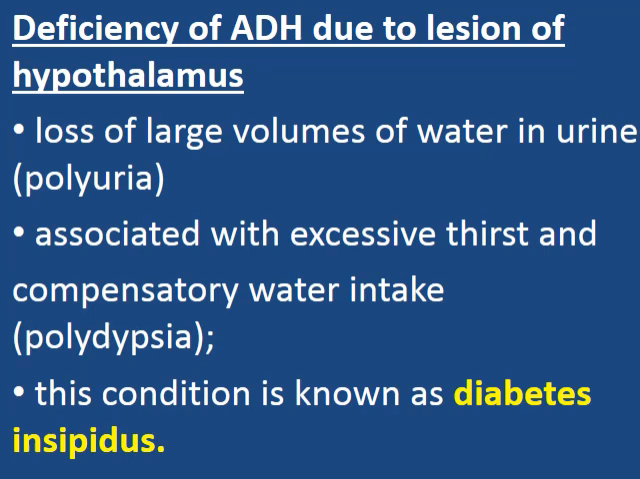Now, another condition is deficiency of antidiuretic hormone due to a lesion of the hypothalamus. Due to insufficient ADH, there will be loss of a large volume of water in urine, which is called polyuria, and this is associated with excessive thirst and compensatory large water intake, called polydipsia, and thus this condition is known as diabetes insipidus.